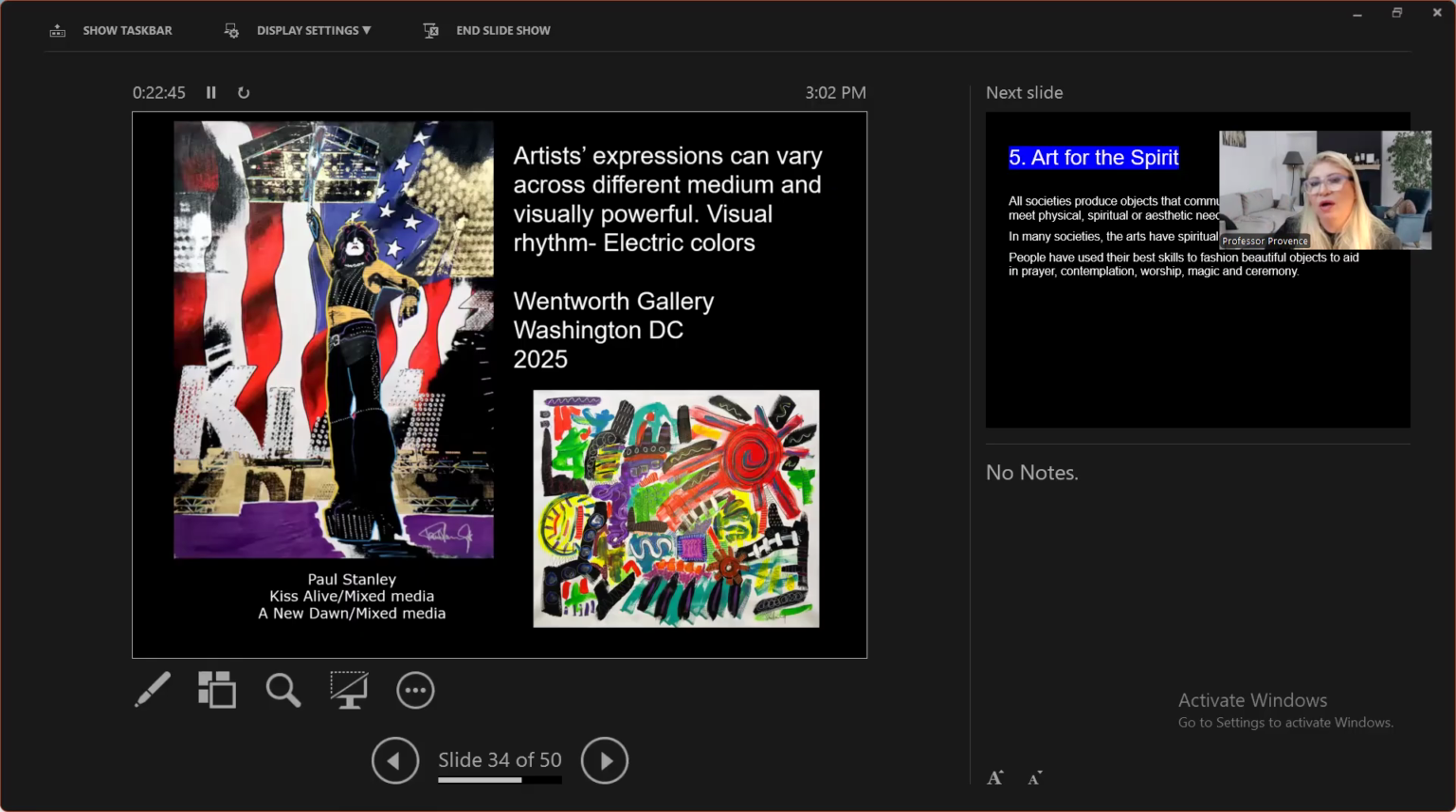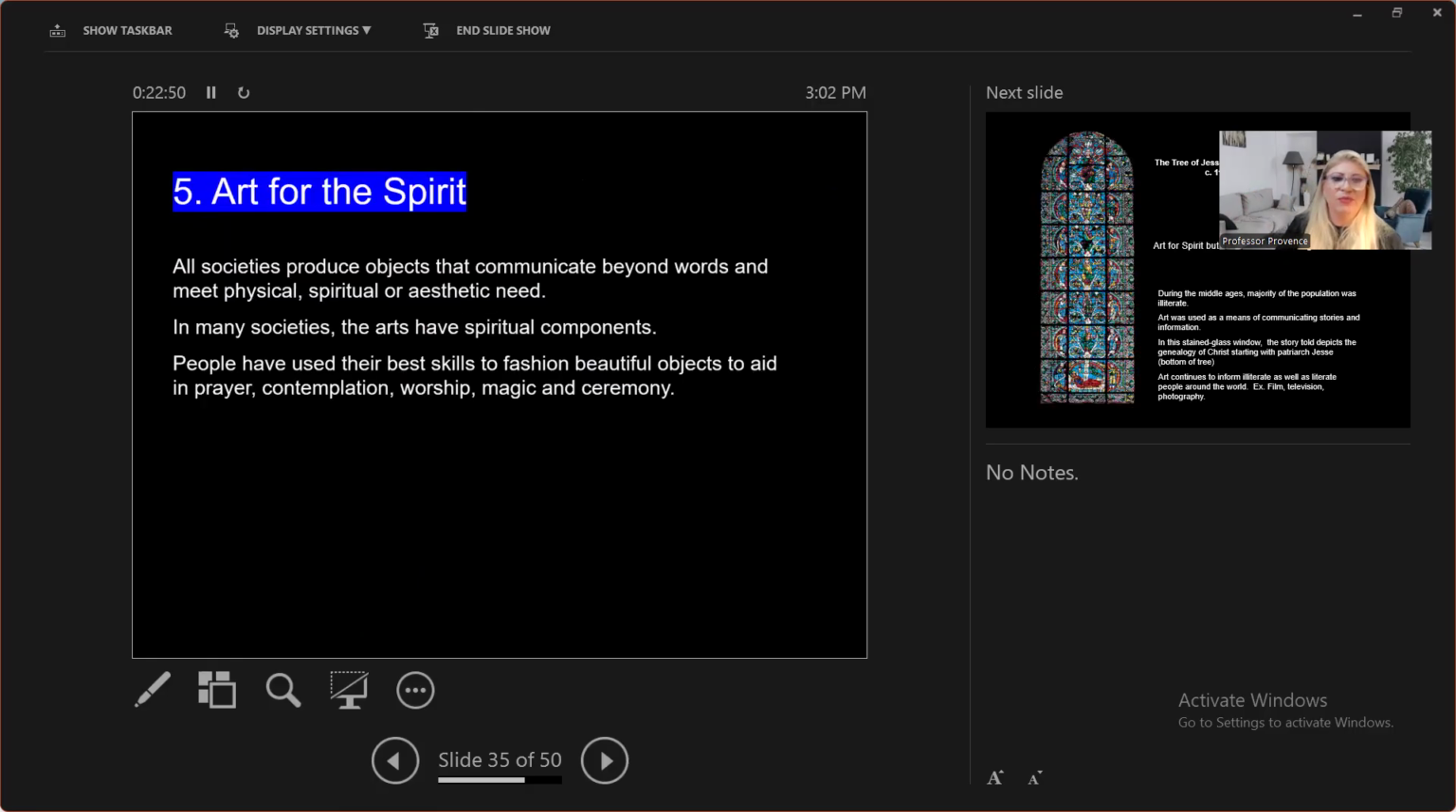So really good self-expression. Absolutely an example. All right, so that leads us to art for spirit. All societies produce objects that communicate beyond words, that meet physical, spiritual, or aesthetic needs.